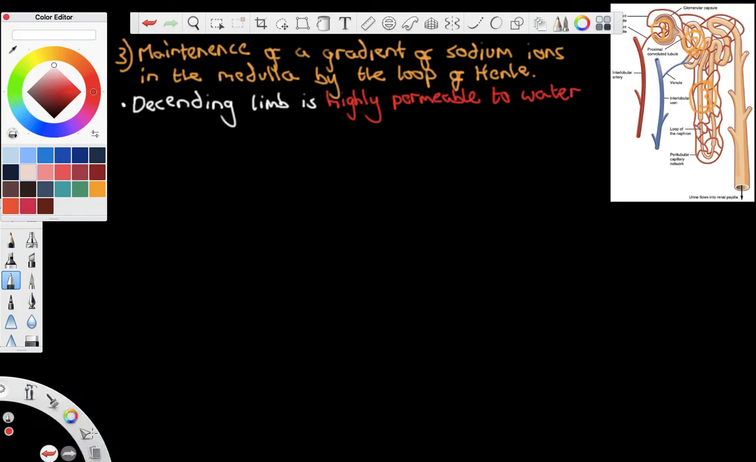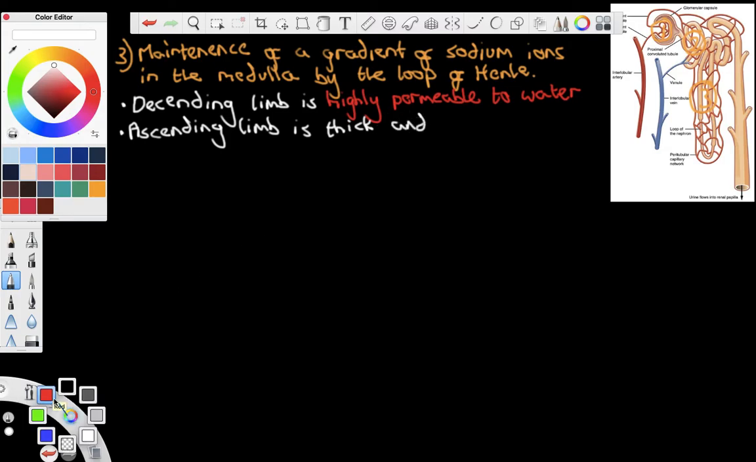So the ascending limb is thick and impermeable to water. Okay, so the descending limb is permeable to water, the ascending limb is not.